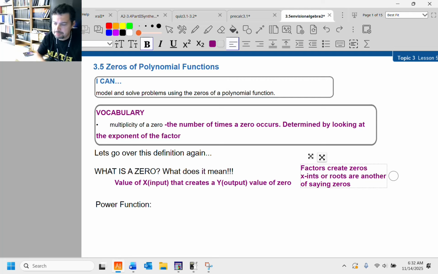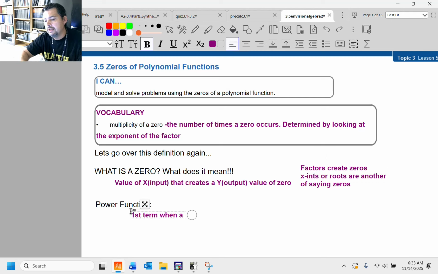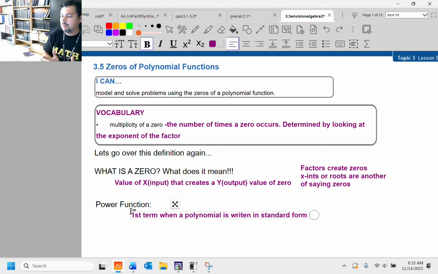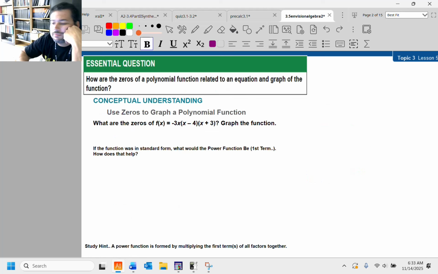All right, next up is a power function. Power function is the first term when a polynomial is written in standard form. And it's big, it's important, okay? It really is. All right, moving forward.